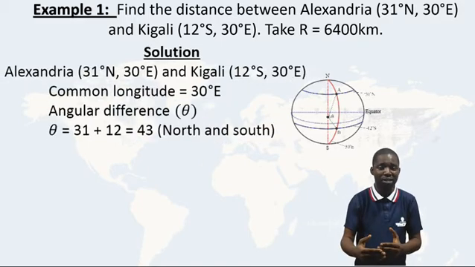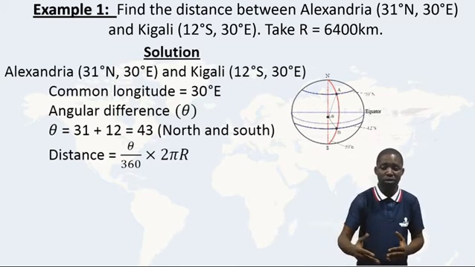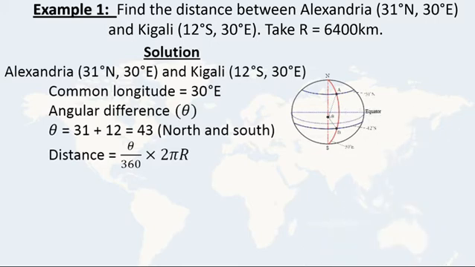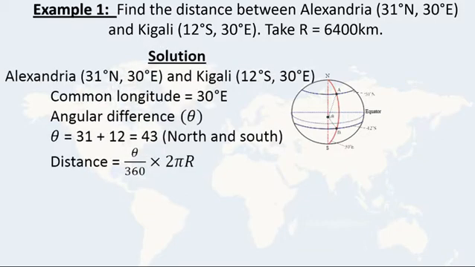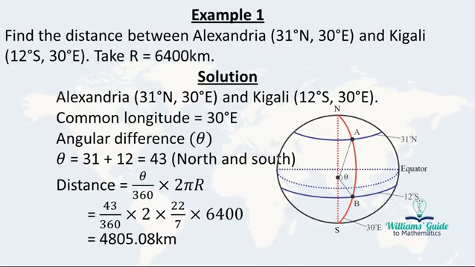Having theta as 43, we now apply our formula. The formula for distance AB will be theta over 360 times 2 pi r. We've just gotten theta as 43, 360 will remain 360 multiplied by 2. Our pi, as we know, is 22 over 7, and then our r, according to what I told you, is 6,400. If you multiply all this, you will get 4,805.08 kilometers.